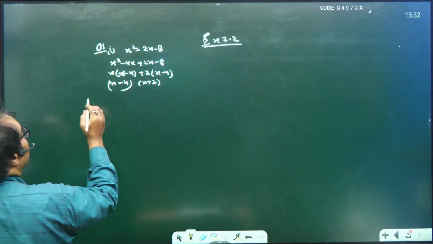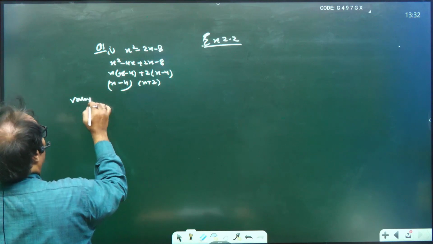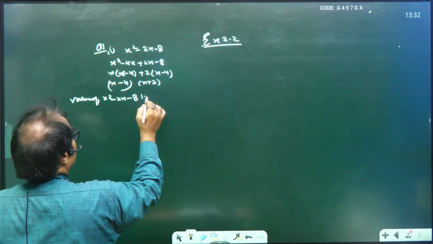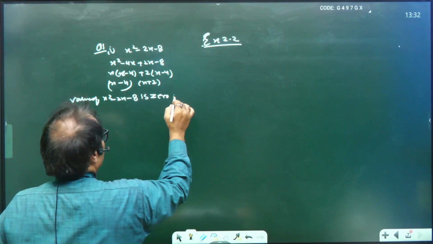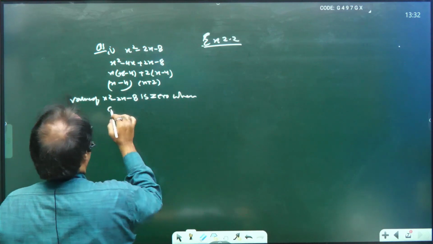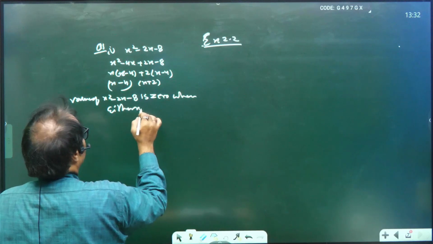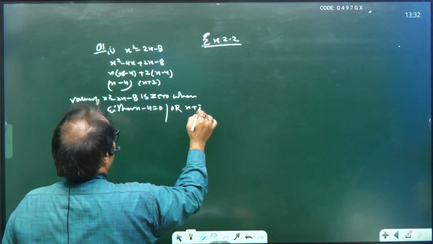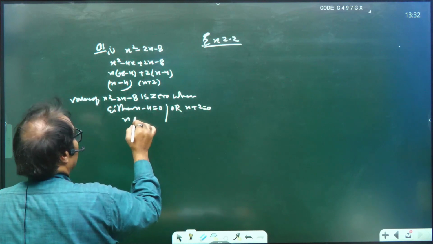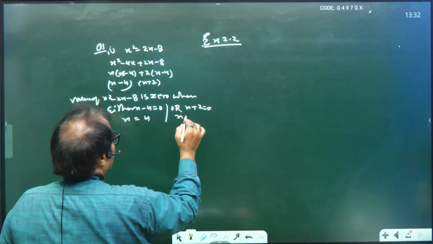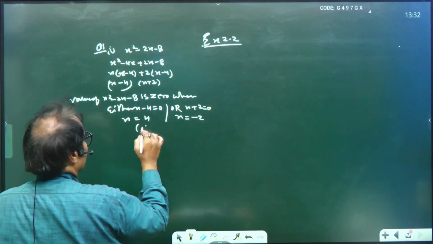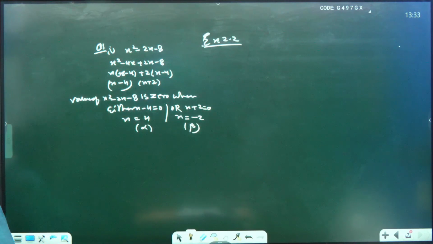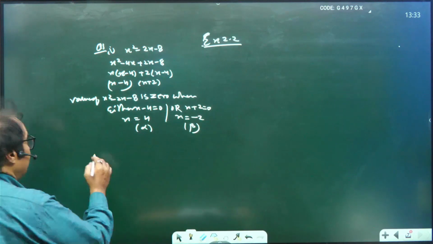Now we will write in language: the value of x square minus 2x minus 8 is 0 when either x minus 4 is equal to 0 or x plus 2 is equal to 0. So here x is equal to 4 and x is equal to minus 2. So say this is alpha and this is beta. So we got the zeros, and now we will start verification.